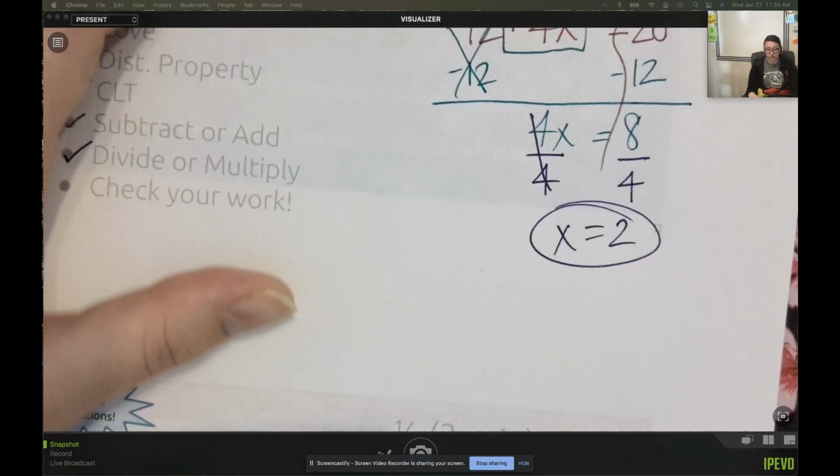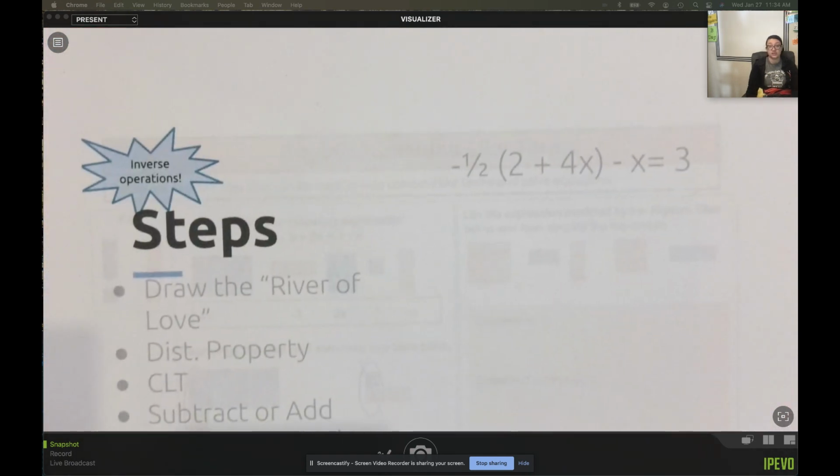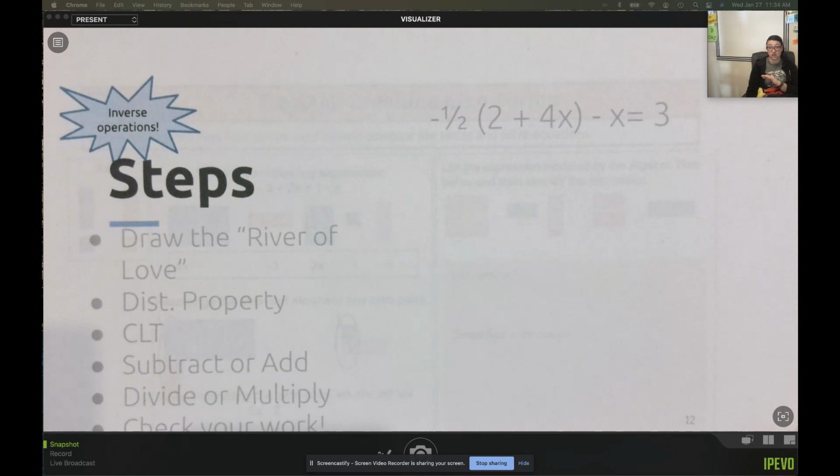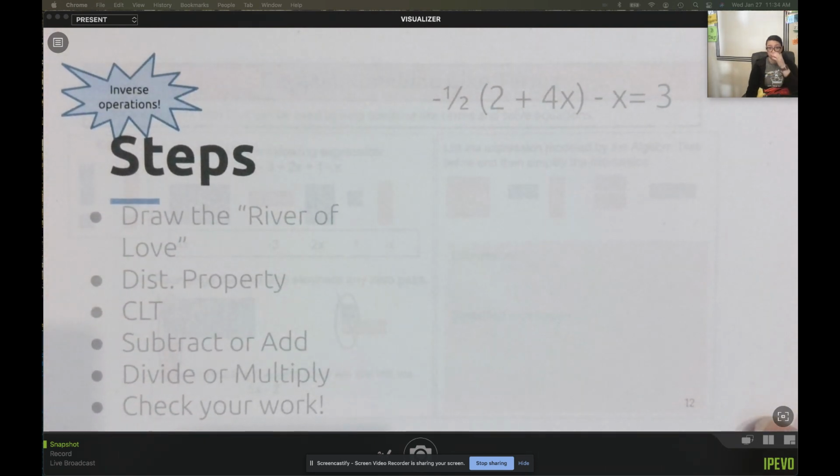This next one's a little tricky. This is like the hardest type of problem that you can see here. So let's see how we can handle this.